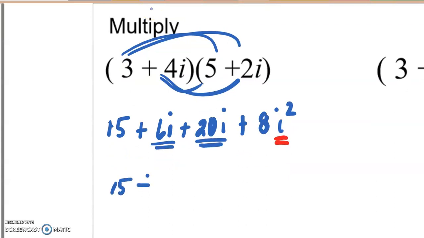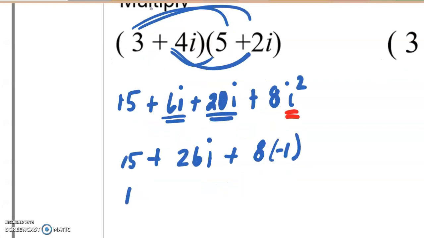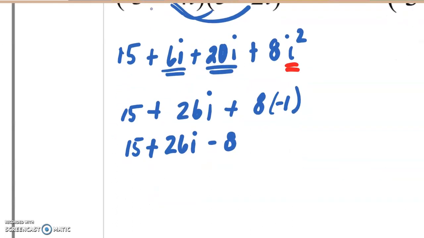So when I do this, this is i and this is i, which act just like a variable. So I'm going to get 15 plus 26, I'm going to put them together, i. It doesn't get bigger. It doesn't become i squared. And now what I have is 8, but i squared is -1. So now I get 15 plus 26i and then minus 8. And so now I combine 15 minus 8 is 7 plus 26i.